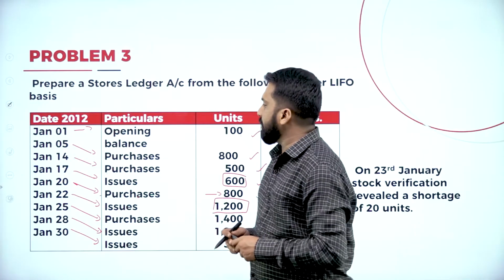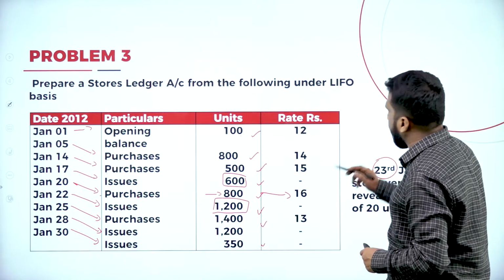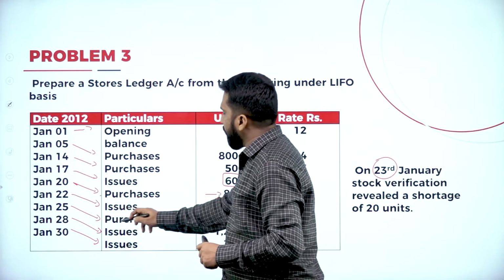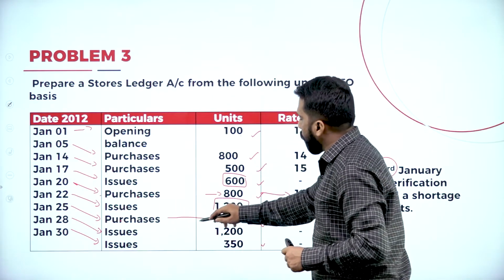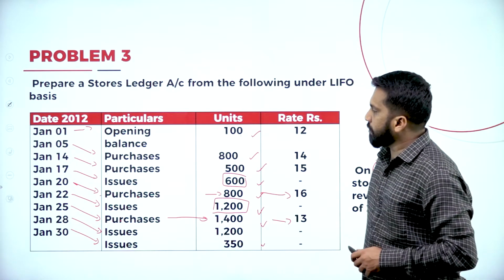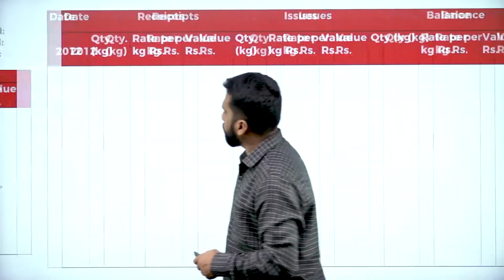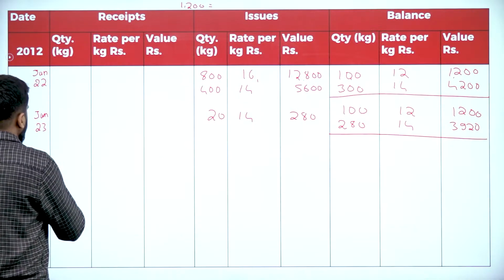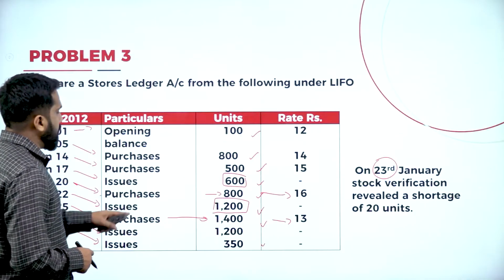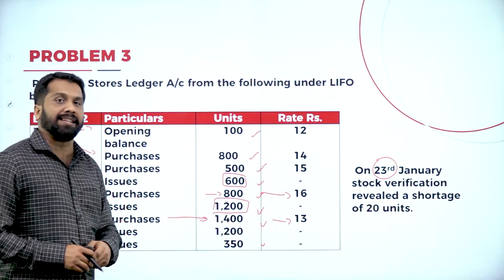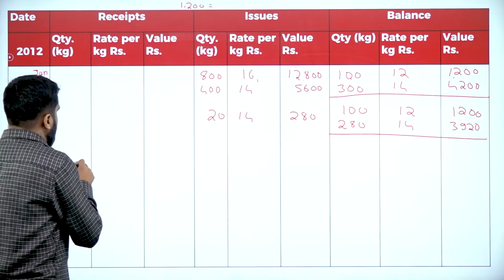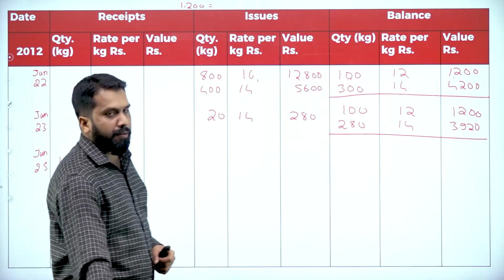In the question, your 23rd week completed. Now you have to go to 25th. On the 25th, you have purchased 1,400. Now, what is the value? It is 13. We'll go back to that. On the 25th, you have purchased how much? 1,400 at rupees 13.